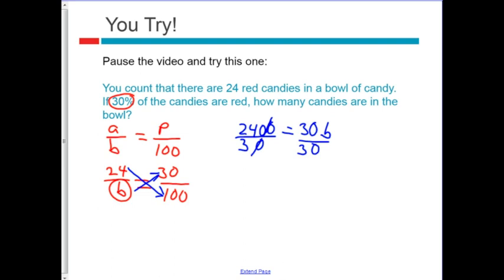So 240 divided by 3, well 3 goes into 24 8 times, and then I still have the 0 from the 240. You could do that out longhand and check that, but you should have gotten 80 is the amount of candy in the bowl.